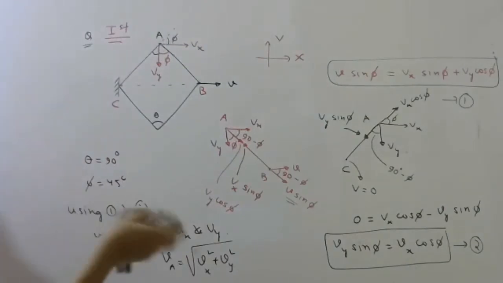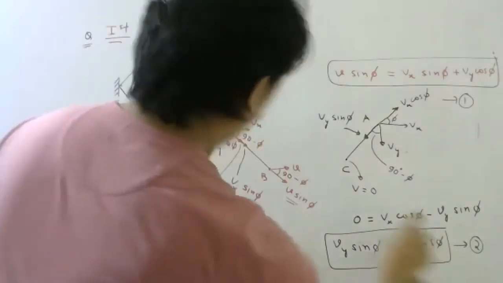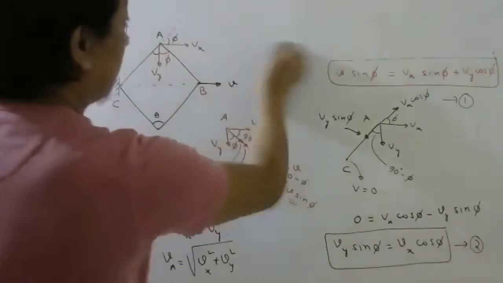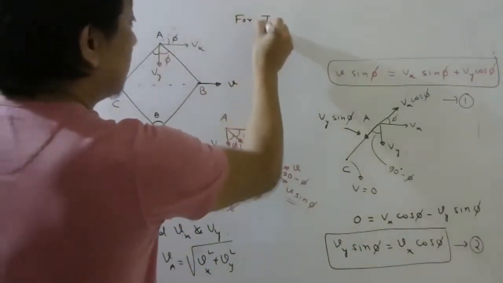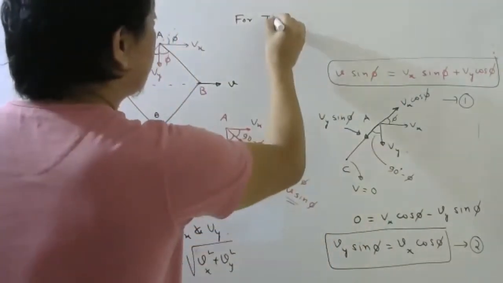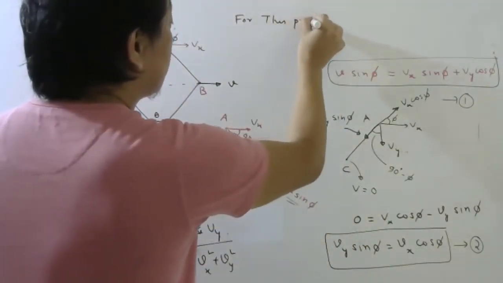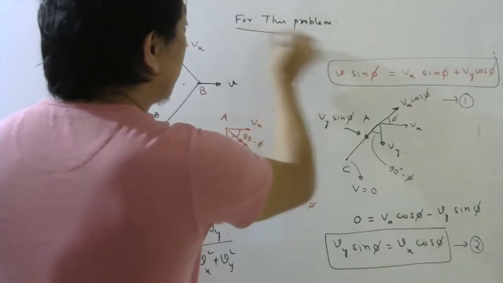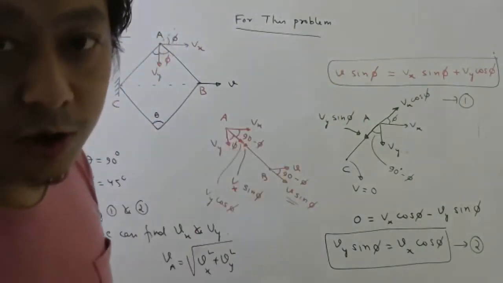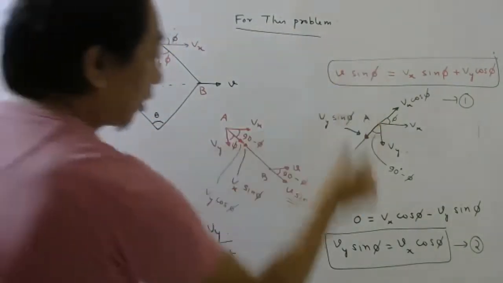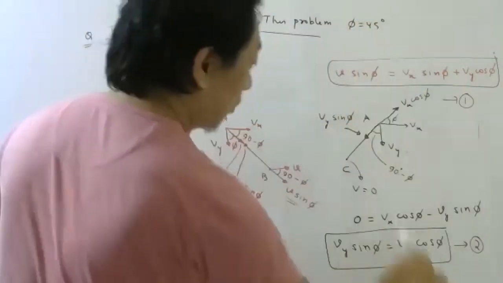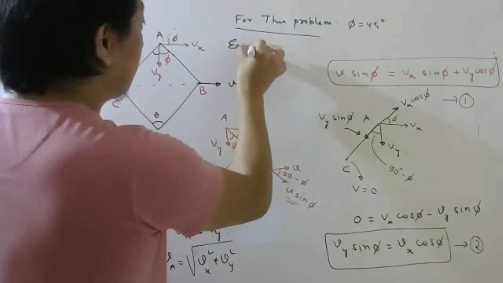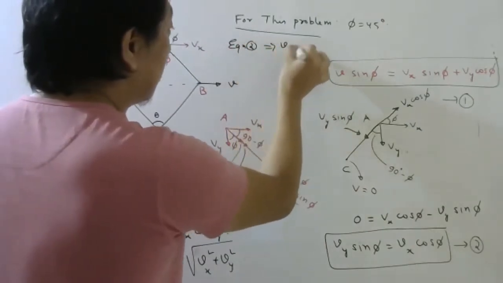Now for this problem, what is phi? 45. So for this problem, this is generally I have done. If any doubt comes, just on your audio and ask. For this problem, if I put phi 45 degree, equation 2 will give me directly Vx is equal to Vy.